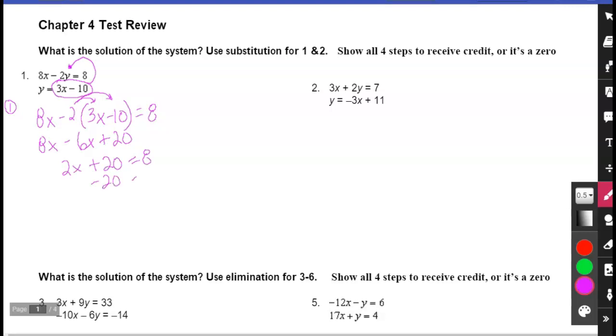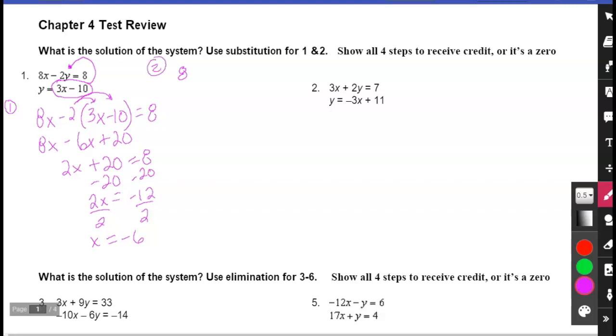Subtract my 20. 2x equals negative 12. And then I divide by 2. X equals negative 6. Plug that back in up here. So now I have 8.